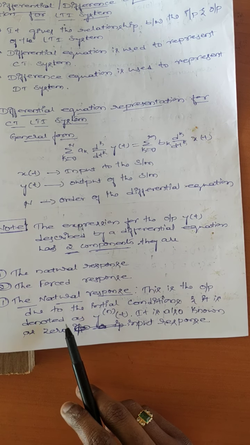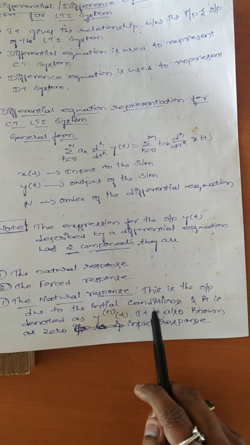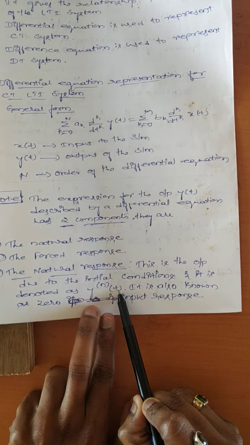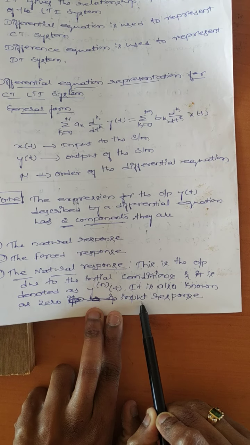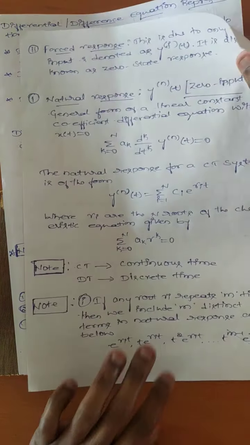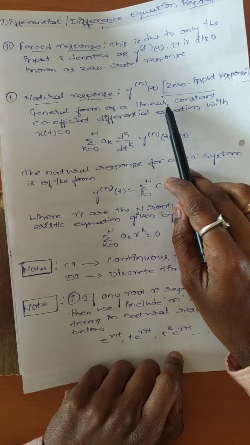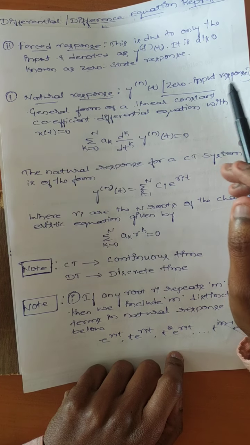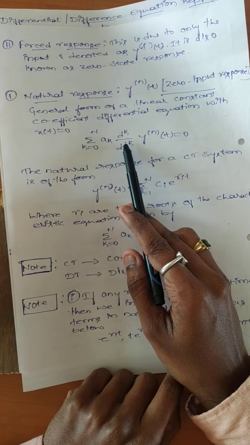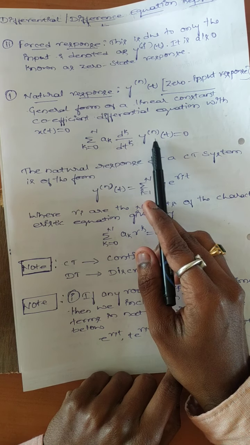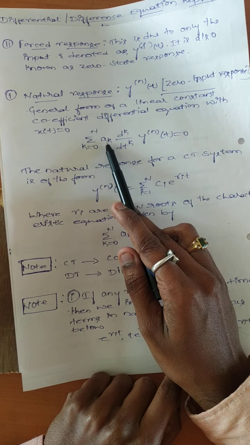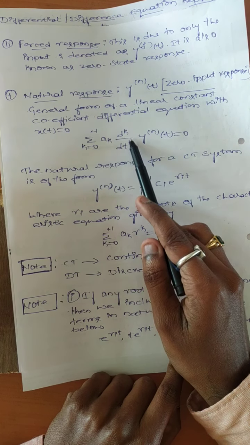The natural response is the output due to the initial conditions and it is denoted as yn of t. It is also known as the input response. In other terms, the natural response is also called the zero state response or zero input response. The general form can be written as the sum of ak dk divided by dtk yn of t is equal to 0. These are the constants and coefficients. This is a constant and this is a differential equation.